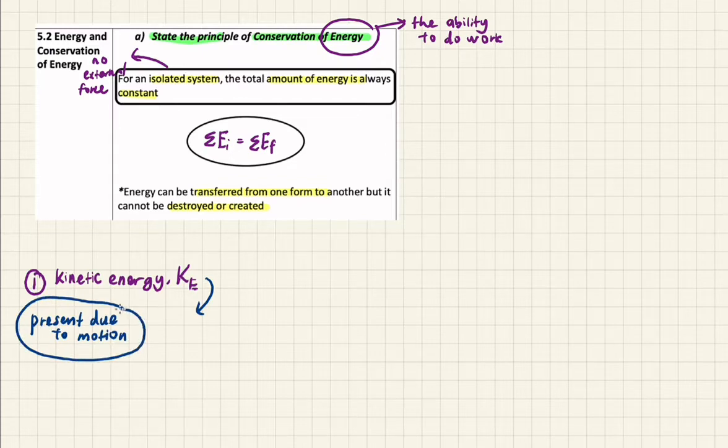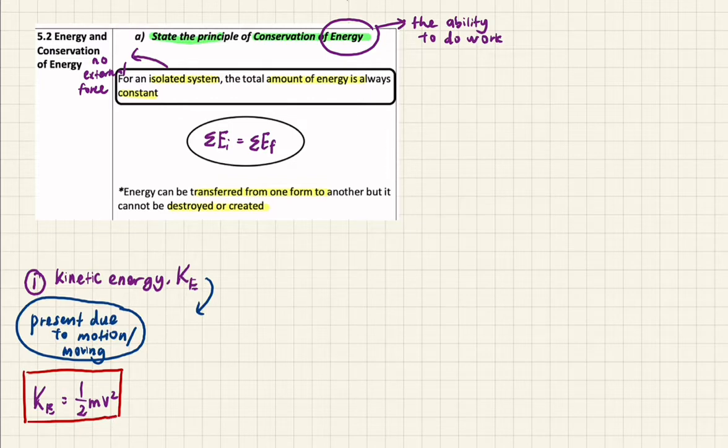So kalau objek itu tidak bergerak, there is no kinetic energy. But when the object is moving, or when the object is in motion, then the object will have kinetic energy. The equation for kinetic energy is half mv squared, where m is the mass and v is the velocity. So this is the first energy that you will learn, which is kinetic energy.